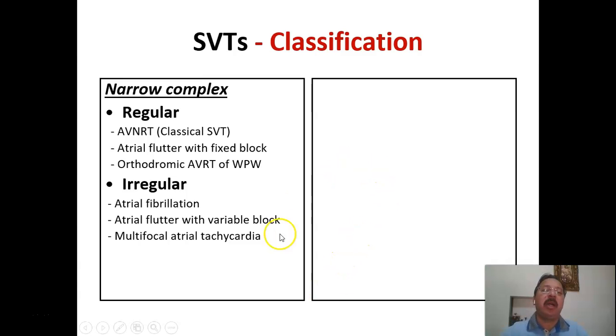So supraventricular tachycardia can be narrow complex, can be wide complex. Narrow complex are regular and irregular. Regular ones are atrioventricular nodal reentrant tachycardia, which is also known as classical SVT, atrial flutter with fixed block, and orthodromic atrioventricular reentrant tachycardia of WPW syndrome, and we will learn soon about these different SVTs. Irregular narrow complex SVTs include atrial fibrillation, atrial flutter with variable block, and multifocal atrial tachycardia.